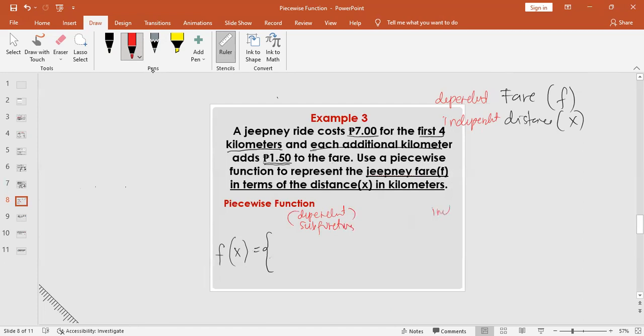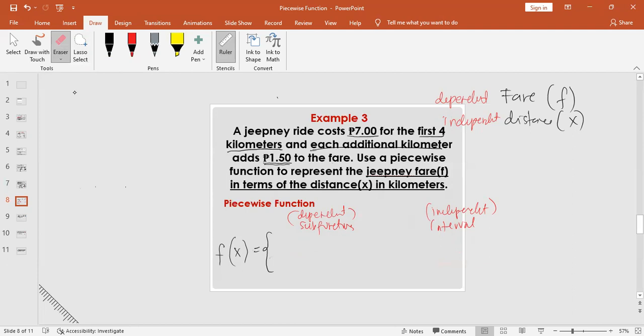And independent naman yung binabasehan natin sa paggawa ng interval. Okay. So, ibig sabihin, para makagawa tayo ng subfunctions, ang ilalagay natin dito ay yung mga pamasahe. And para makagawa tayo ng interval, ang babasehan natin dito ay yung mga distansya. Okay?